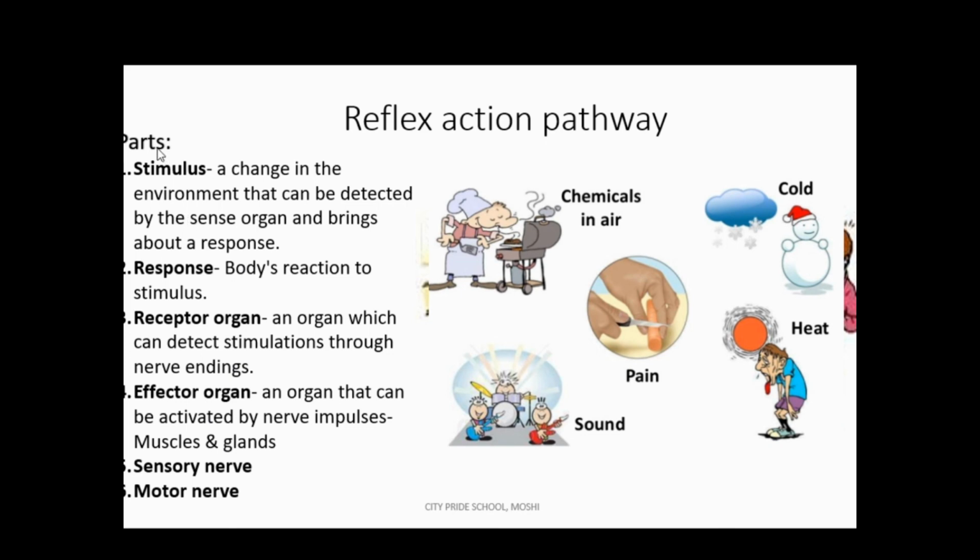Now let us see what a stimulus is. A stimulus is a change in the environment that can be detected by a sense organ. So a stimulus brings about a response. Examples of different stimuli are chemicals in the air, cold, heat, pain, and sound. These are all examples of stimuli.